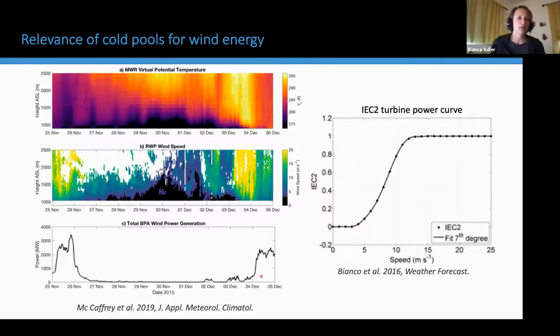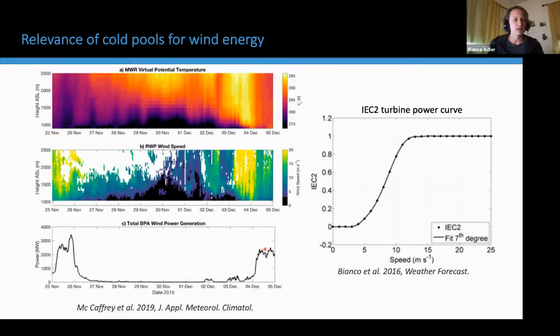And this happens here, for example, on the 4th of December, where we see this very rapid increase in wind power generation. So this relationship makes it challenging to integrate wind energy during cold pools into the electrical grid, and accurate forecasts of these cold pool events are very crucial.